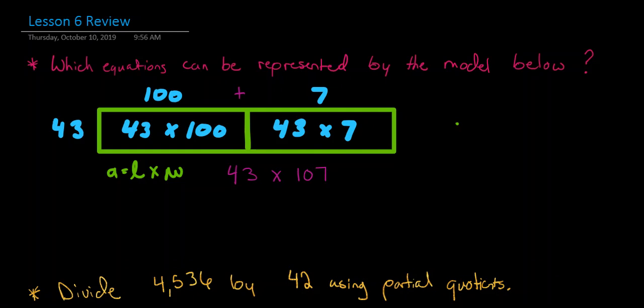And then what I have to do is solve for this. I need to find the total value. Well, I know that 100 times 43 is 4,300. And then all I got to do is 43 times 7.